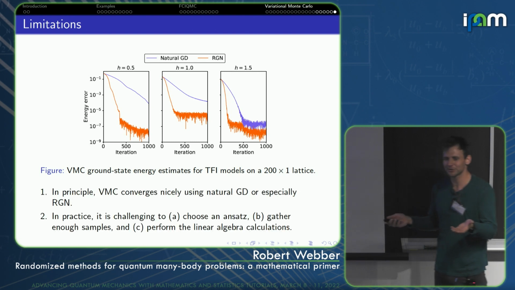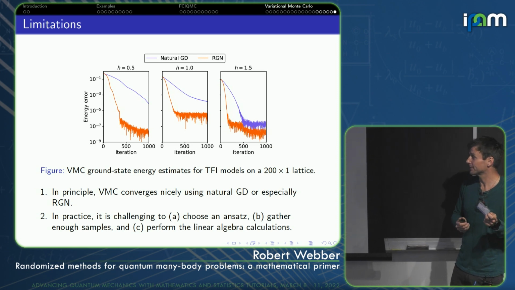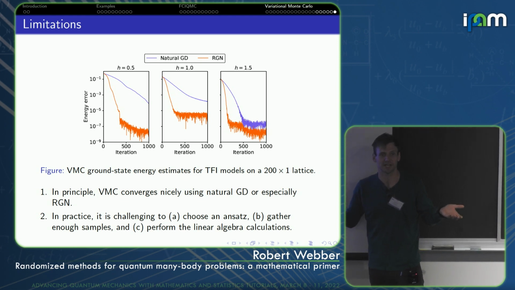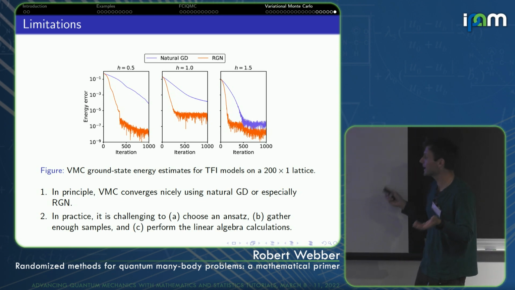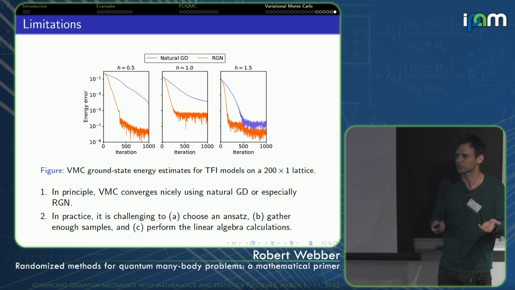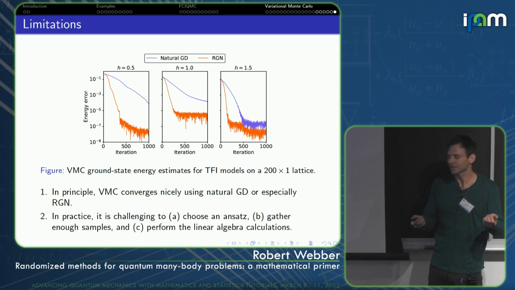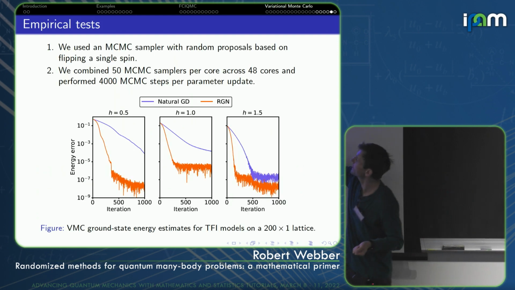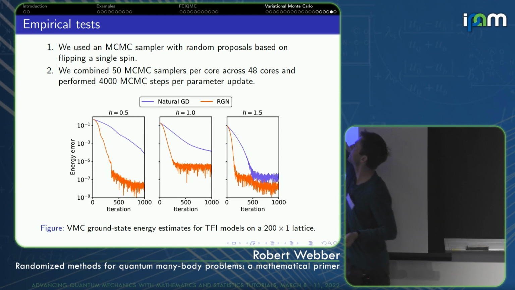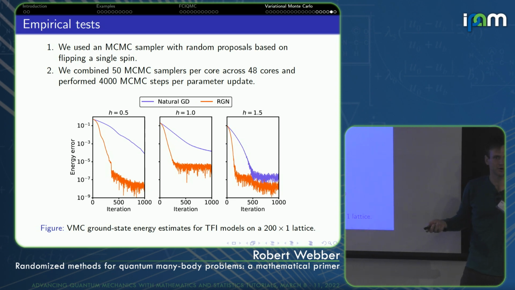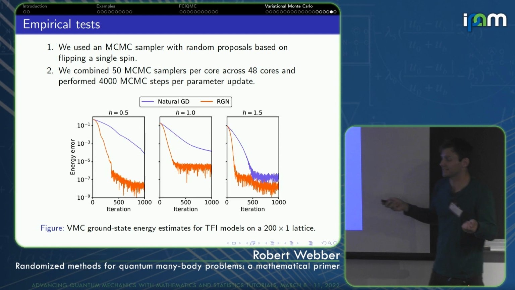In principle, from the mathematical results that I glossed over, VMC is going to converge really nicely using natural GD, or especially this superlinearly converging method called RGN. In principle. But in practice, what everyone sees is that it is an enormous challenge to, A, choose an ansatz. How did I get my ansatz? I picked the most successful example from the quantum spin literature, applied to the simplest problem. B, gather enough samples. I used a ton of samples. I combined 50 MCMC samplers per core across 48 cores and performed 4,000 MCMC steps per parameter update. The code was written fast, so I was able to gather all this data, but maybe with more complex ansatzes, you can't.